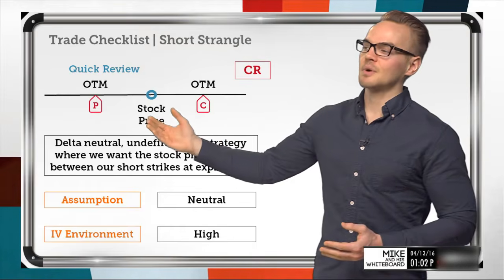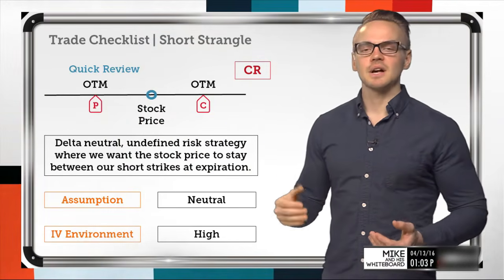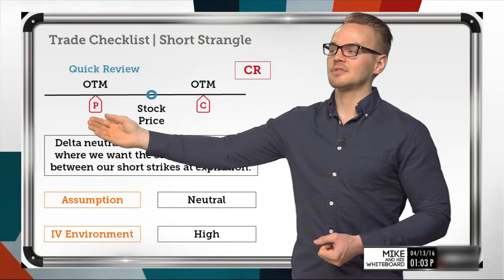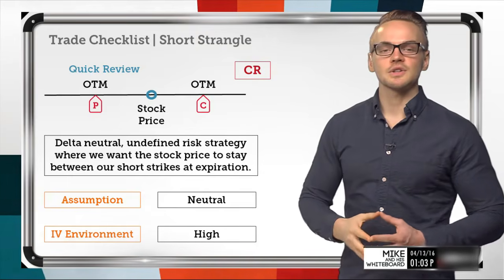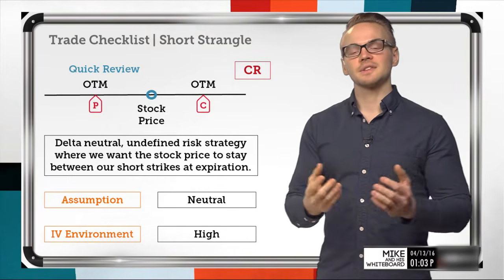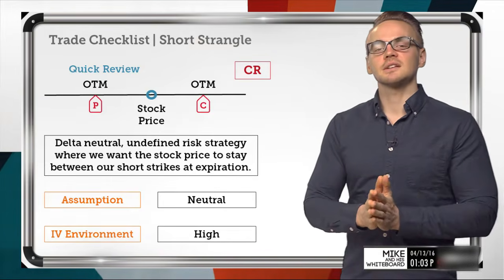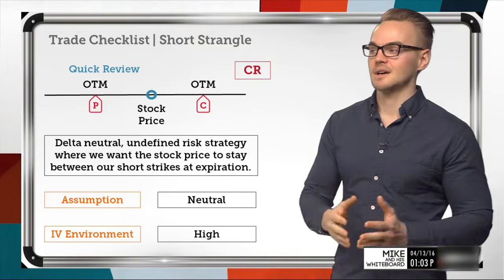But if we have both of these options that are pretty equidistant or near around the same delta, so let's say I've got a positive 30 delta for my short put here and a negative 30 delta for my short call. When I have a long delta and a short delta for the same value, both of those deltas will cancel each other out, which gets us close to that delta neutral, zero delta.